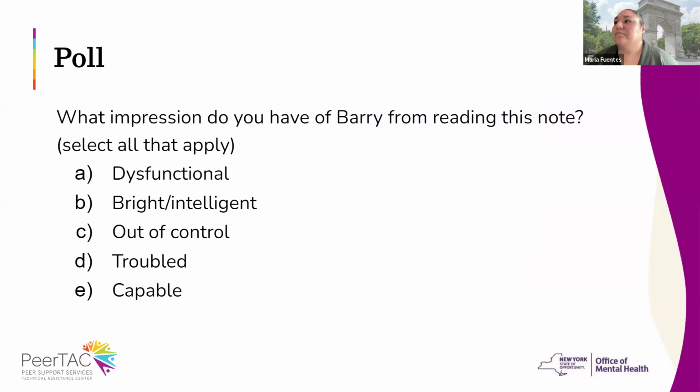Okay. Capable. Yes. Bright, intelligent. That's the majority. Awesome. All right. So I'll share the results. We have mostly capable, bright and intelligent. Very few people thought of Barry as trouble or out of control or dysfunctional, right?